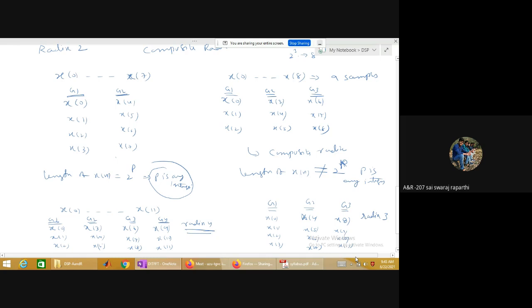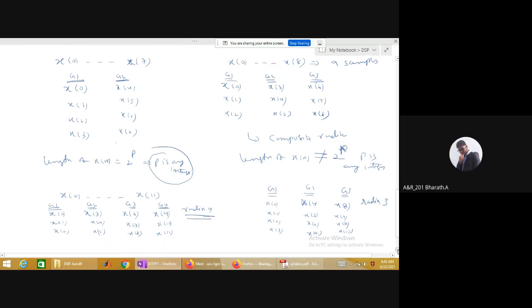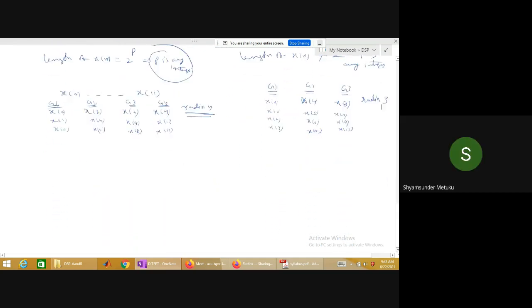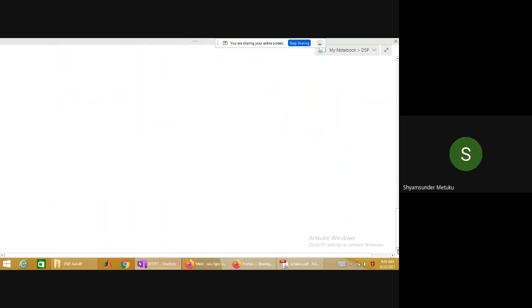Sir, can we call the number of groups composite? That is what I'm telling. Other than 2 is called composite. Basically, radix 4 or radix 3 comes under composite radix only. Sir, base is the number of groups. Yes. Anyway, composite radix is not in the syllabus, but I'm telling what exactly it means. So again, radix 2 only is what we are taking our interest in.